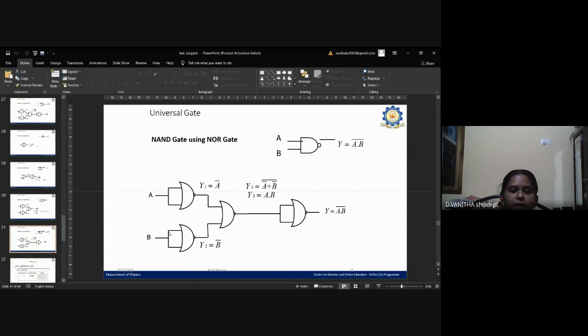So by using only NAND and NOR gates, we can produce different types of gates, and that is why they are called universal gates. This is the reason behind universal gates.